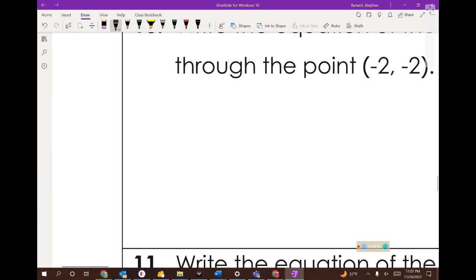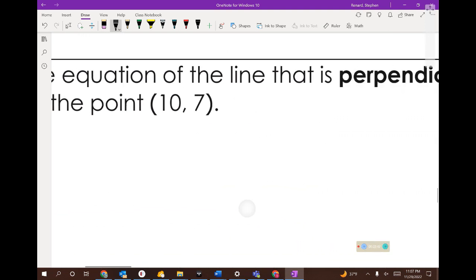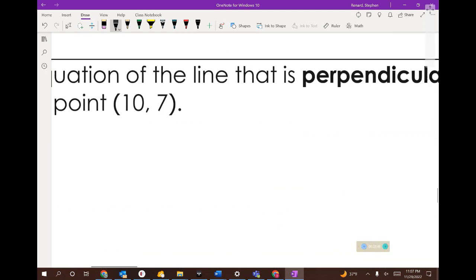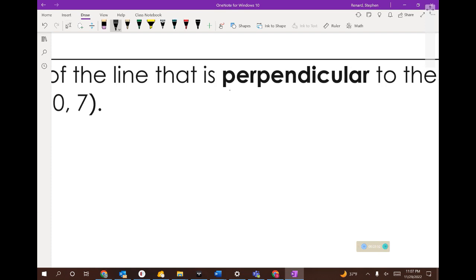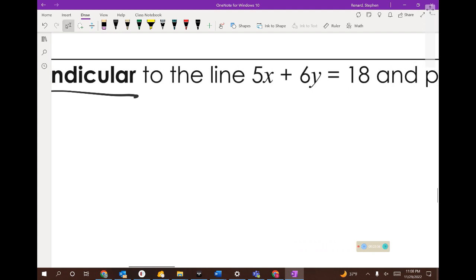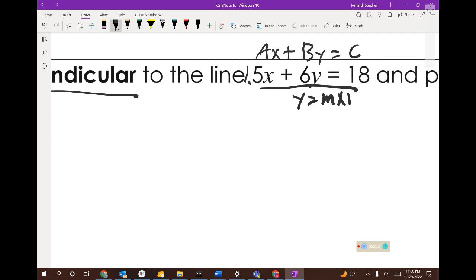Okay, on to number 11. Oh good, perpendicular. Not that perpendicular is particularly hard or anything, I just want to make sure that we do at least one of them where we have it perpendicular. So perpendicular to the line, and then they give us this line. So remember, step one is we're going to take the given line, which is in standard form, and we're going to turn it into slope-intercept form. Specifically, we want to find that slope.